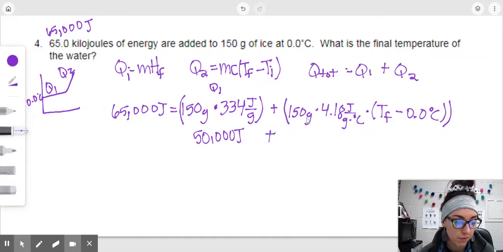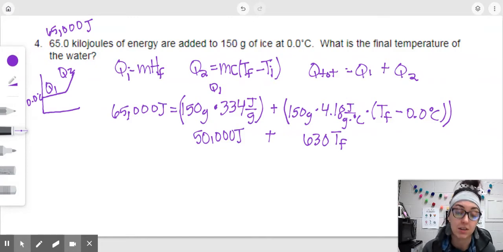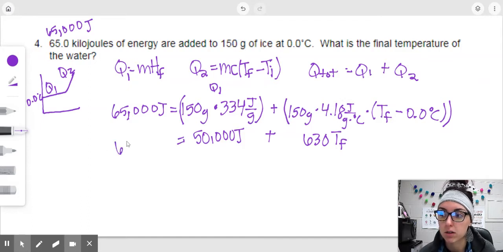Plus, when I do my 150 times my 4.18, I round it to 2 sig figs. I'm going to end up getting 630 times TF minus 0. You guys know anything minus 0? It's just TF. So I can get rid of that 0 because it doesn't mean anything, right? It's a 0 temperature. If I subtract 0 from anything, it's not going to change the number. So that applies to variables too. If I subtract 0 from whatever TF is, it's still going to be TF. It's not going to change the value. So I could just change that to 630 times TF. Of course, equals 65,000 joules.